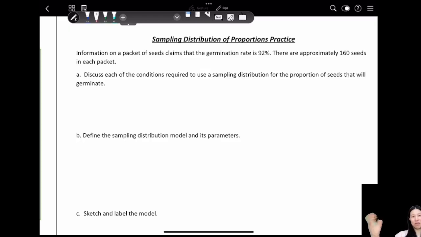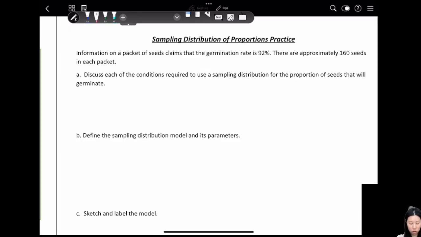Today we will have one more example about the sampling distribution of proportion. Information on a packet of seeds claims the germination rate is 92%. There are approximately 166 seeds in each packet. Discuss each of the conditions required to use a sampling distribution for the proportion of seeds that will germinate.